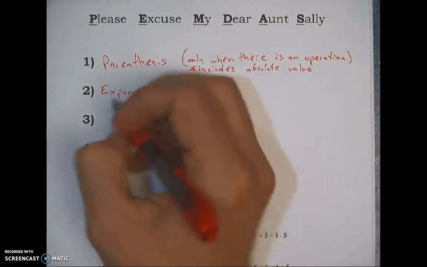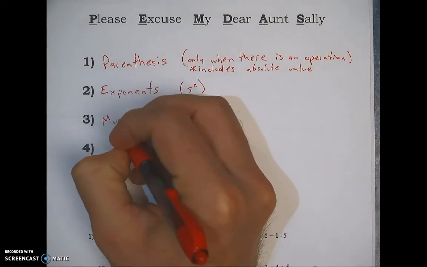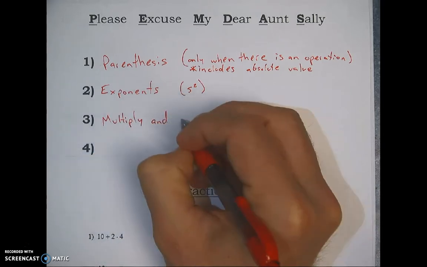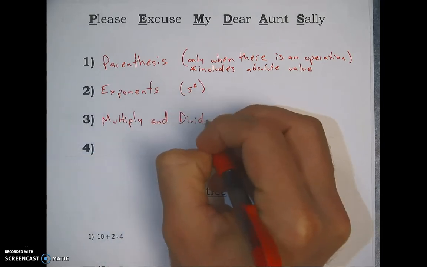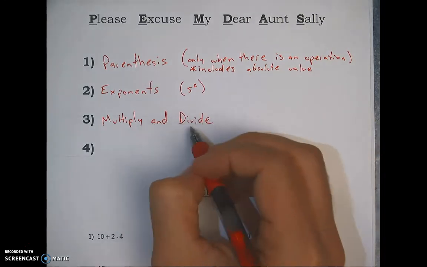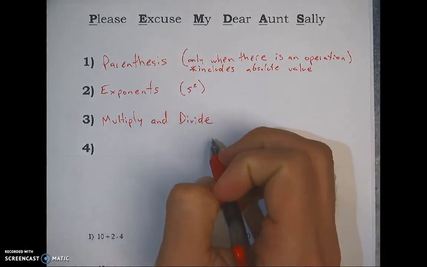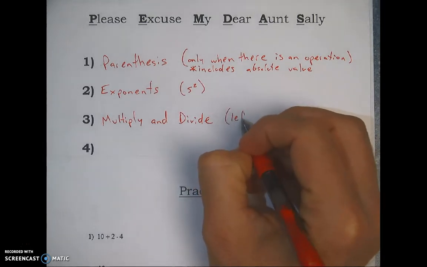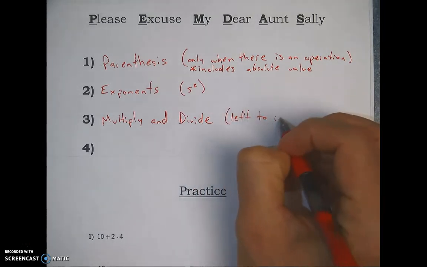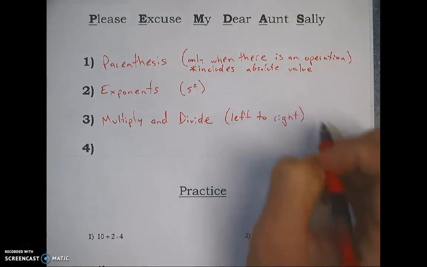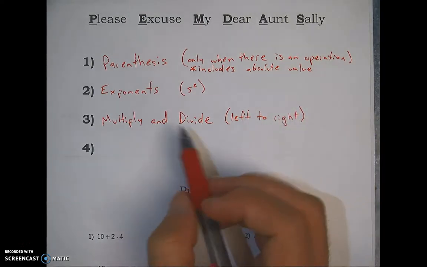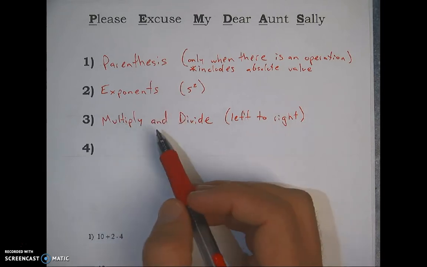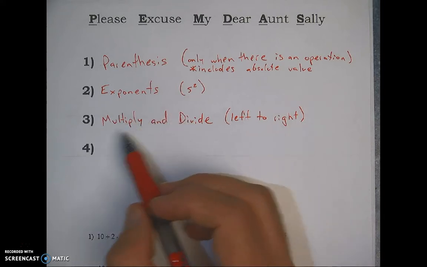So step 3 is multiply and divide. Not multiply, then divide. Multiply and divide. You do them at the same time. It all just depends which one you see first. So you read the problem from left to right. Okay, so if you see division first, then you do that. If you see multiplication first, then you do that. Okay, so it does matter.